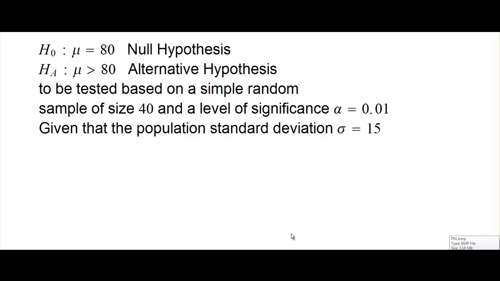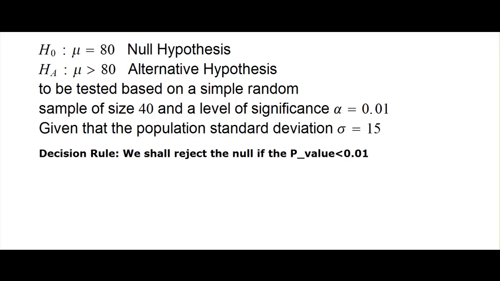Say we are testing this null hypothesis where the population mean is, according to the null hypothesis, 80 units, and the alternative is that it's greater than 80. We are going to base our test on a simple random sample of size 40, and the level of significance is 0.01. And we are given that the population standard deviation sigma equals 15. So how do we make a decision here?